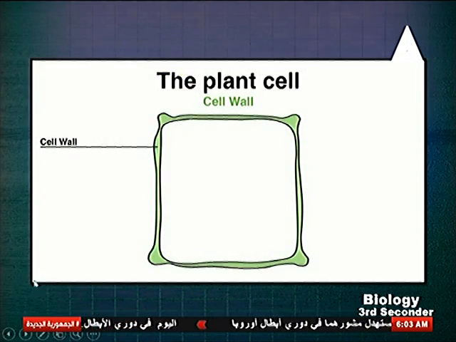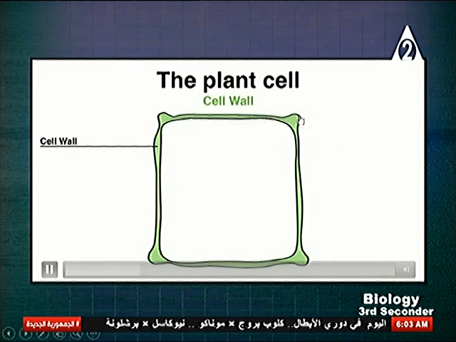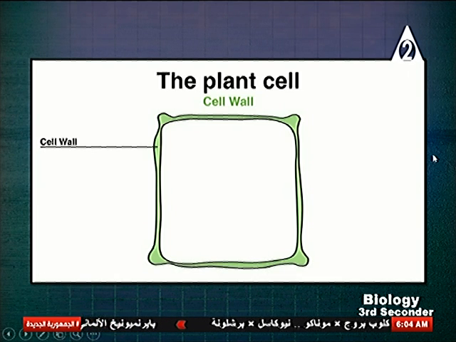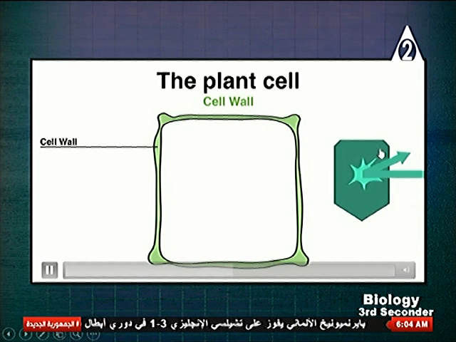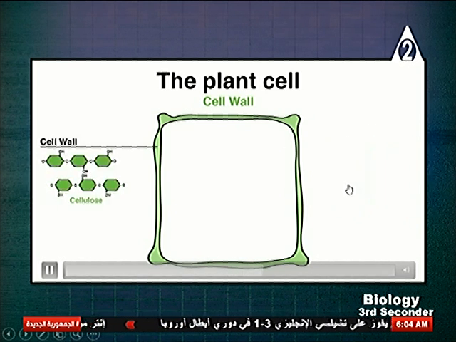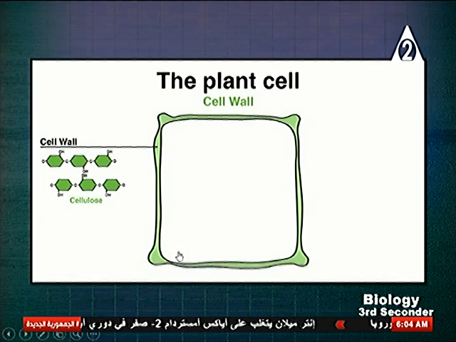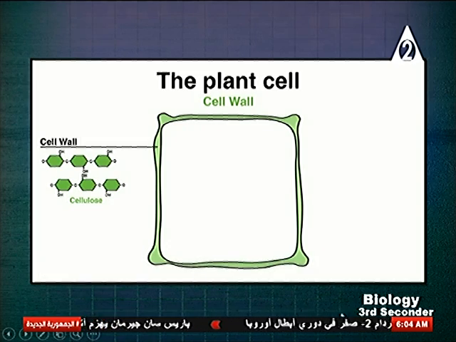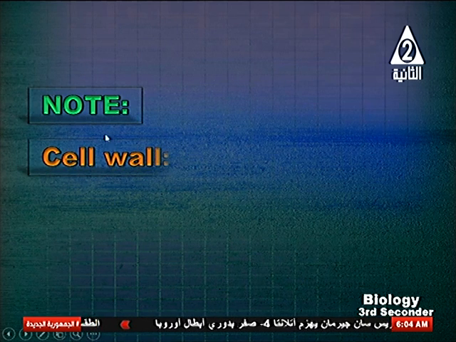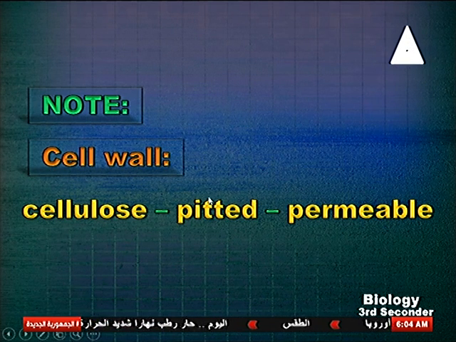After seeing this video, the plant cell has a cell membrane, and the green one is the cell wall. The cell wall protects the plant cell, gives it its definite shape, and prevents invasion of microbes. The cell wall is mainly composed of cellulose, but the cellulose is irregularly distributed around the cell membrane, making pores. So you need to remember that the cell wall is made of cellulose and it is pitted and it is permeable.